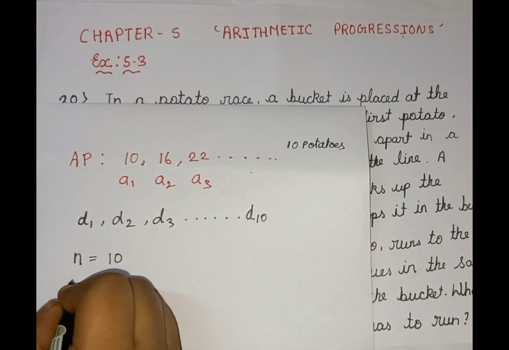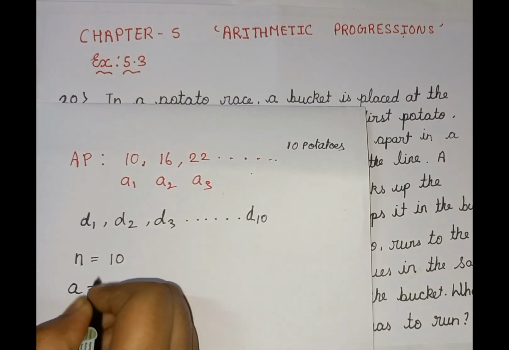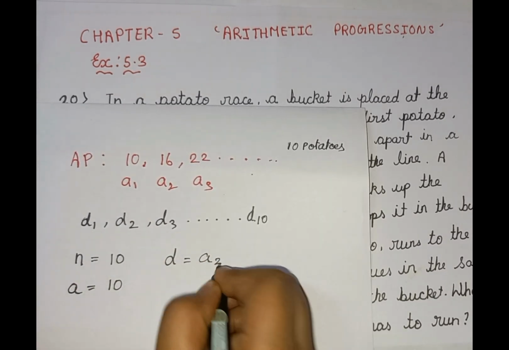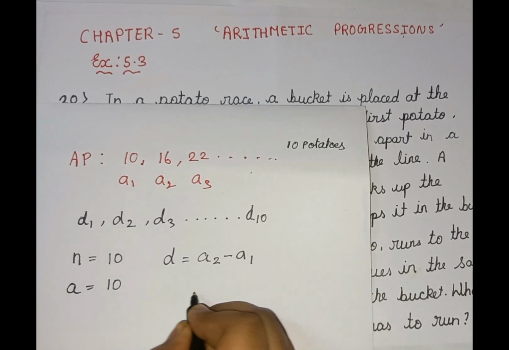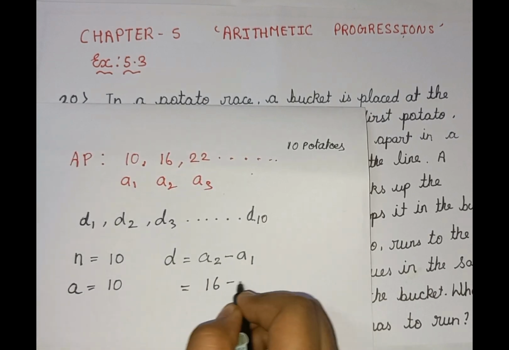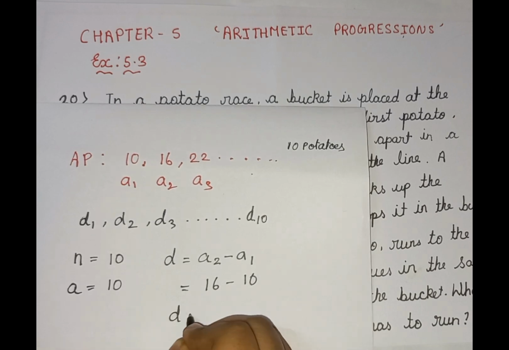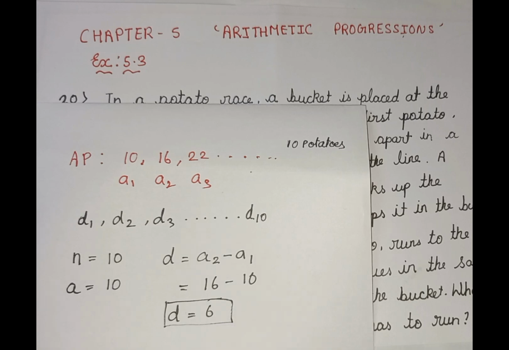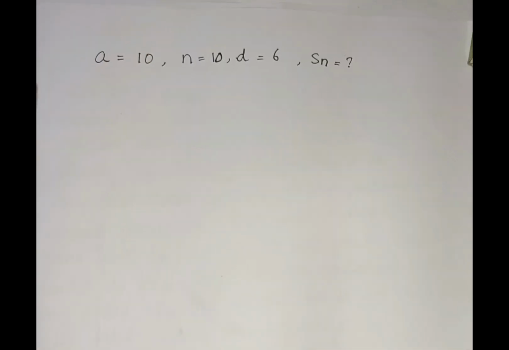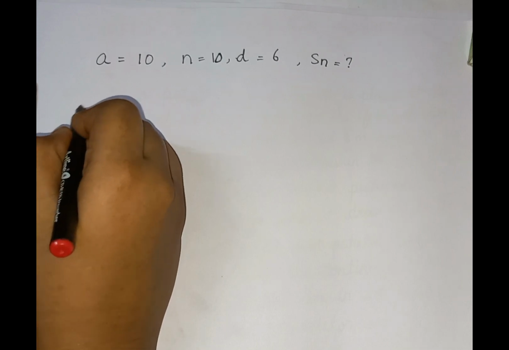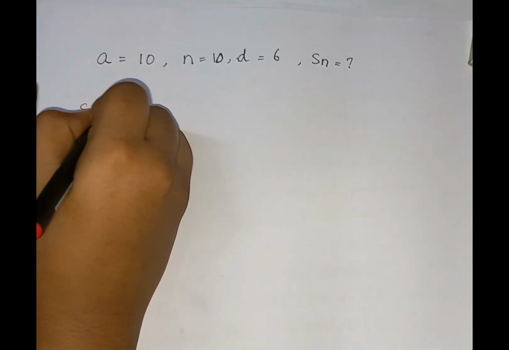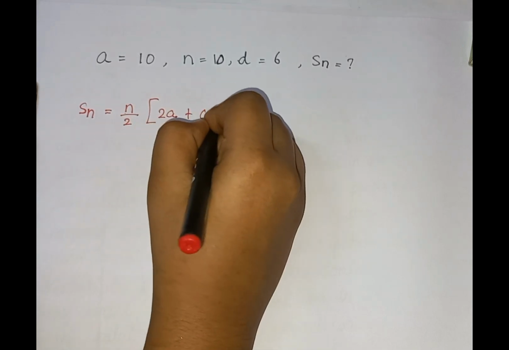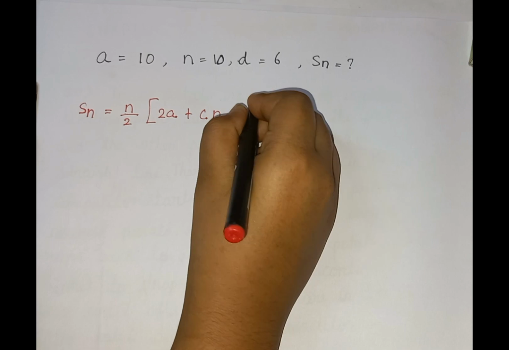So here n is equal to 10, and what is the a value? The a value is 10, and the d value is a2 minus a1, that is 16 minus 10 is 6. So d is equal to 6. So now we can actually apply the Sn formula. Let us apply the Sn formula. So Sn is equal to n by 2 into 2a plus n minus 1 into d, and close the bracket.